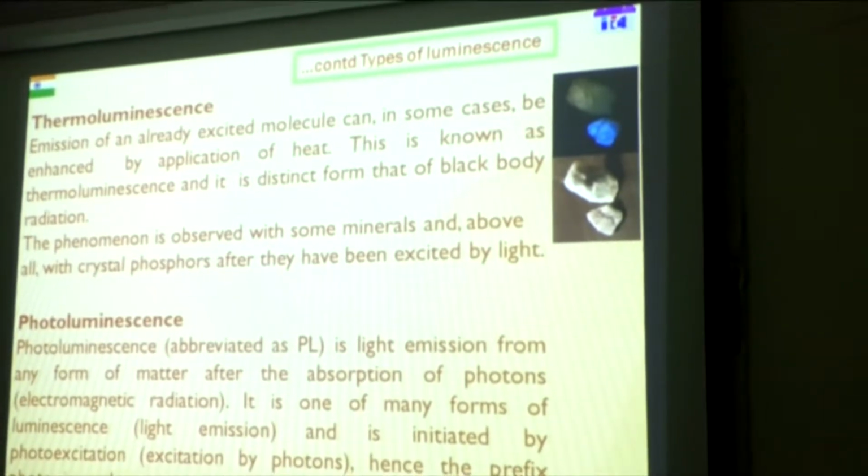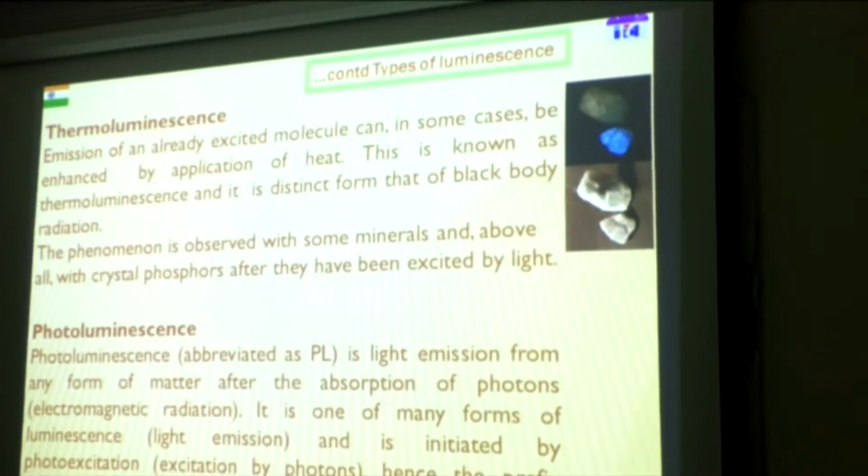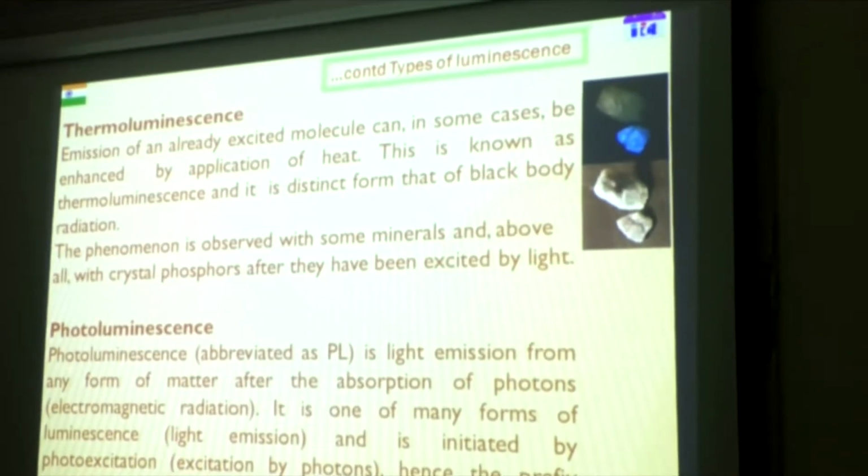Emission from an already excited molecule can in some cases be enhanced by application of heat. This is known as thermoluminescence, which is distinct from black body radiation. It happens with some minerals and above all with crystal phosphors after they have been excited by light. See, what is happening is you take that rock, a phosphor kind of thing, and you shine light on it. So light is being absorbed already. When you heat the material in that state, it emits light. So it is thermally activated and then thermally emitted. That's called thermoluminescence.